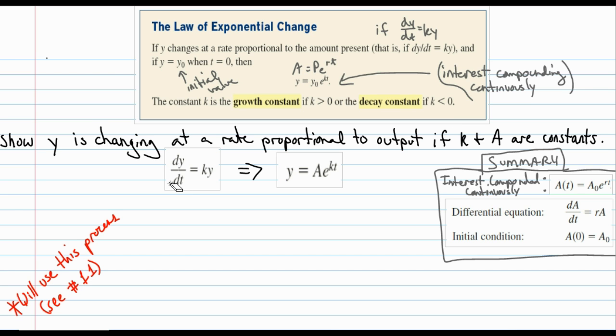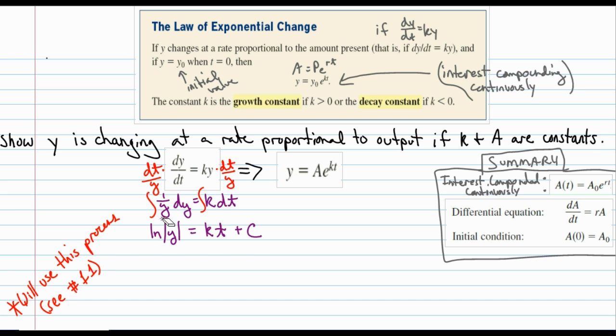I want to show that dy/dt equals k times y implies that we're also working with y equals A e to the kt, compounding continuous interest. So first I have dy over dt, so I got to get the dt's on one side, and then k times y, so bring the y back over. Basically separate my variables. And I get 1 over y dy equals k times dt. So now I'm ready to integrate.